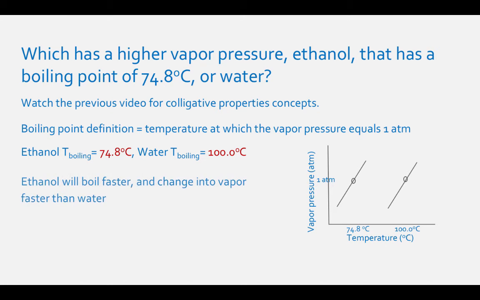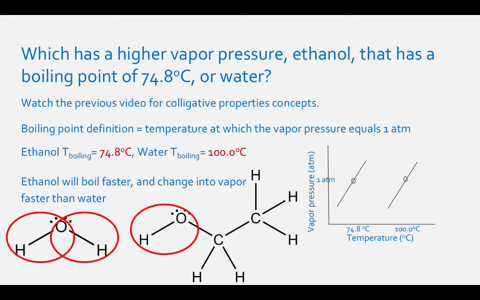This makes sense because ethanol will boil faster and will change into more vapor at a higher rate than water. This is because ethanol has lower intermolecular forces than water, as water has 2 spots for hydrogen bonding and ethanol only has 1.